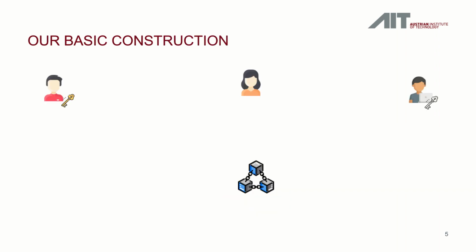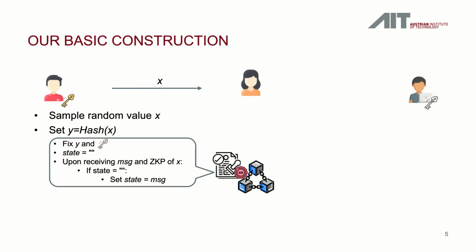Let's now look at our construction. I'm going to show you only the basic construction. More details and extensions can then be found in the paper. We now consider the three parties, and we assume that we have a blockchain that supports smart contracts. So in order to derive a delegated signing key, the user samples a random value x, and it computes y as the hash value of x. The preimage x is sent to the delegate, and then a smart contract is put into the blockchain.